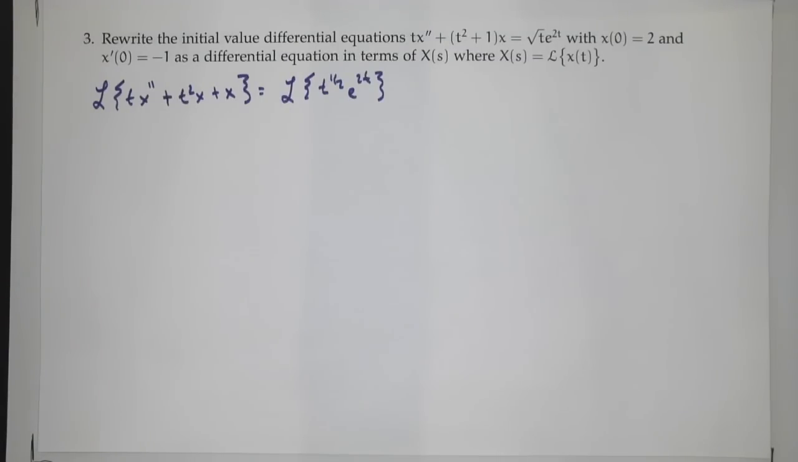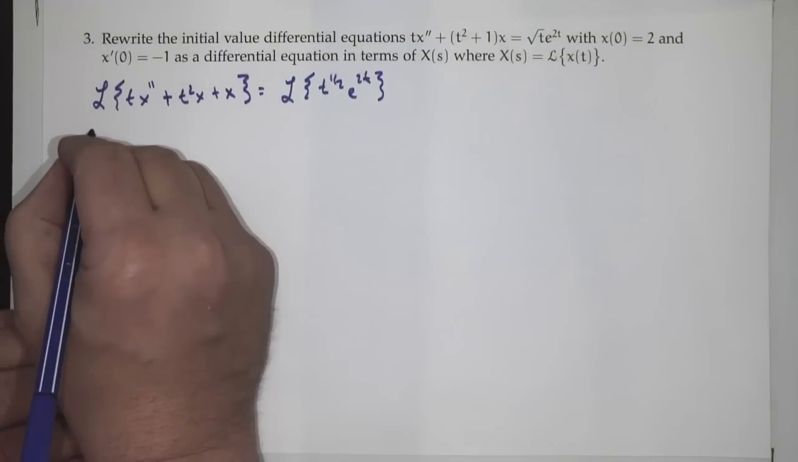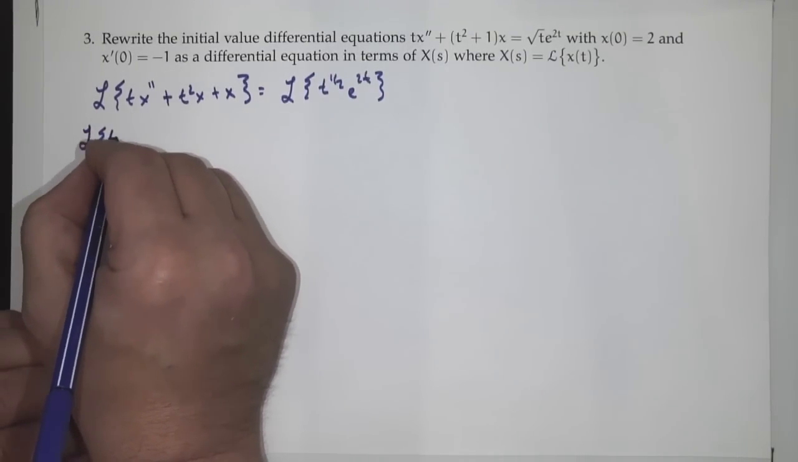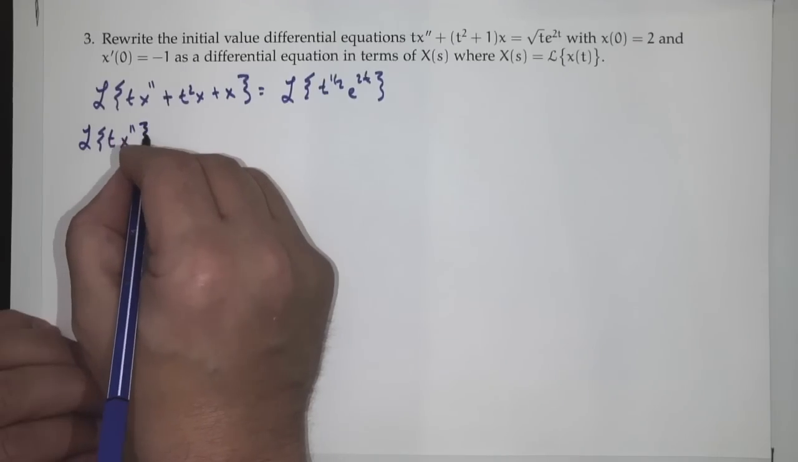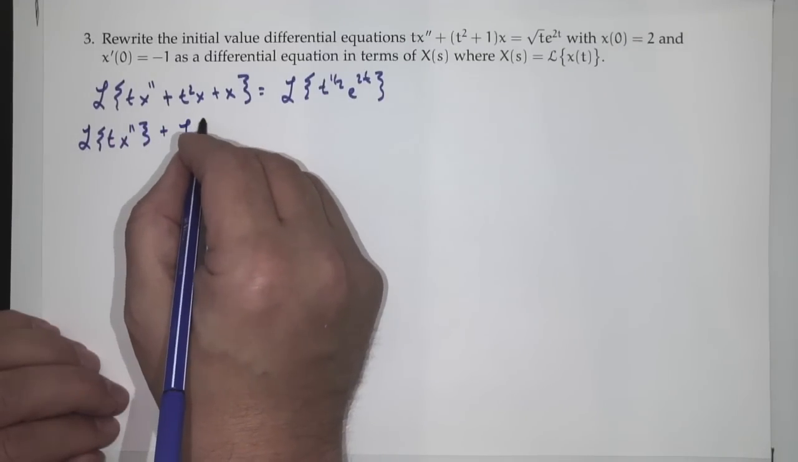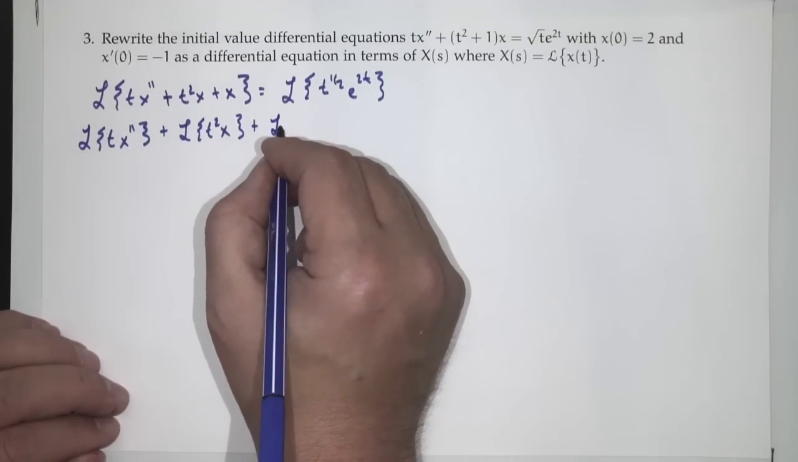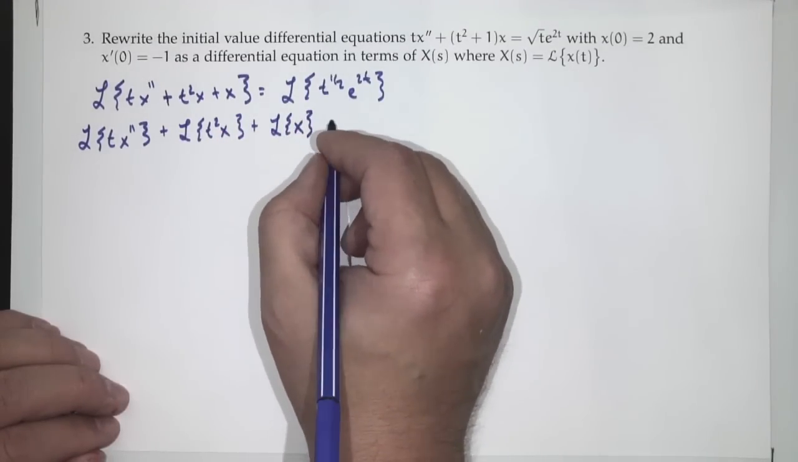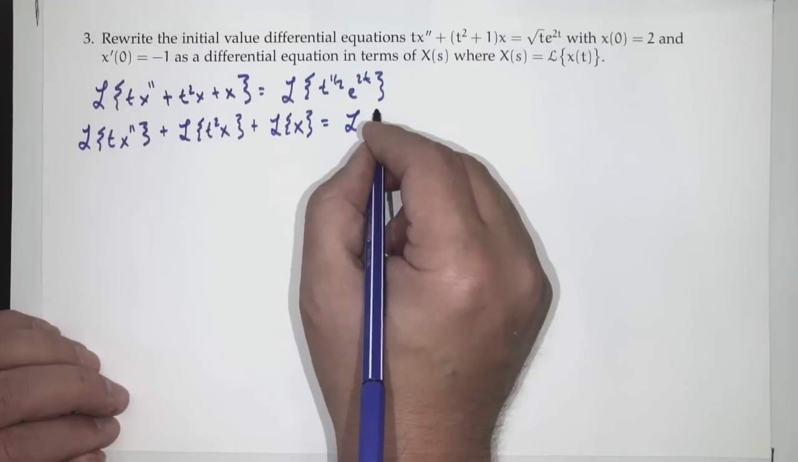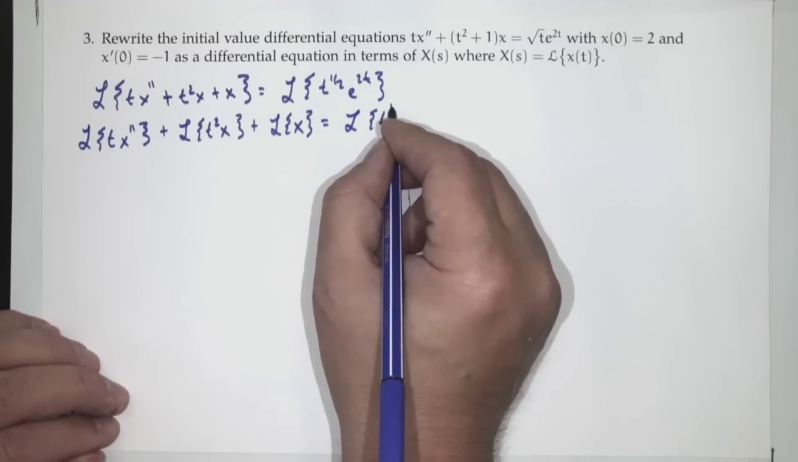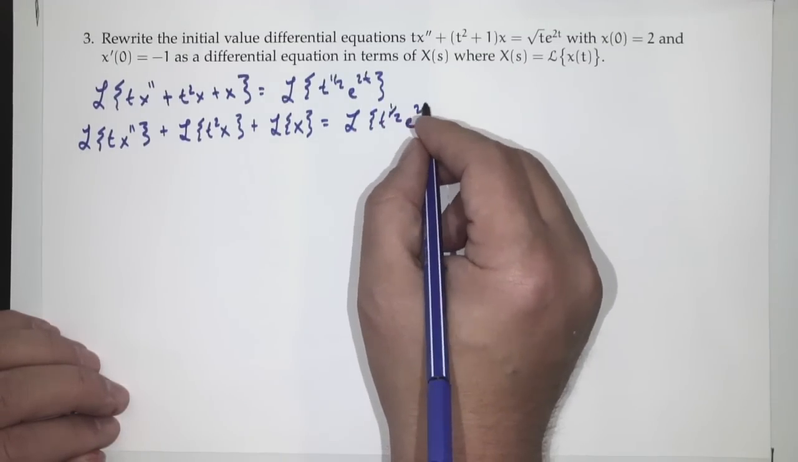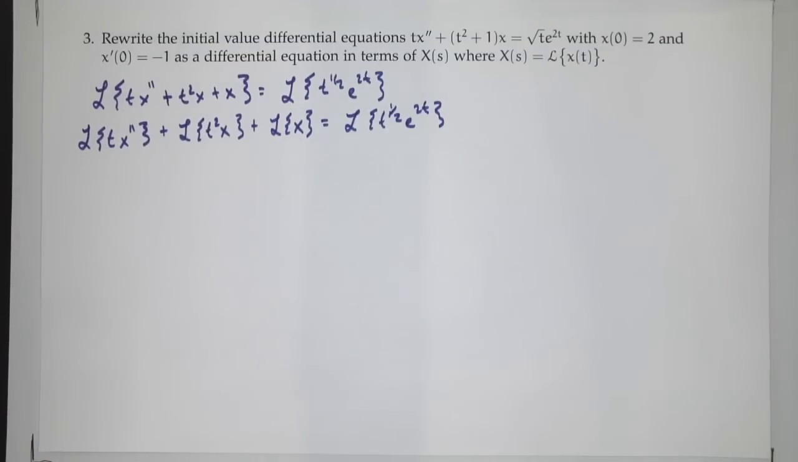All right. So we have, expanding a little bit more, the Laplace transform of t x double prime plus the Laplace transform of t squared x plus the Laplace transform of x. Okay. t to the 1/2 e to the 2t. We'll start with the first term.